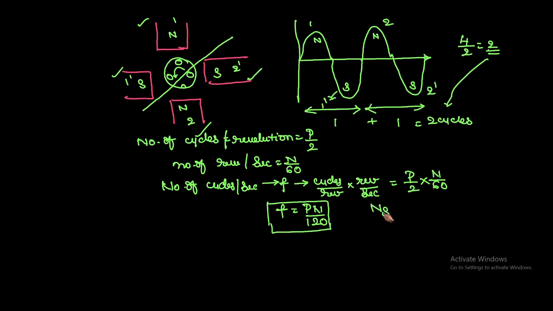And the speed at which it is rotating here is called the synchronous speed. Synchronous speed is 120 f by P. Very important formula, these two are very important: frequency f equals P N by 120, and Ns equals 120 f by P. This is called synchronous speed. Because of that only, the generator is called the synchronous generator. Here P is the number of poles, Ns is the synchronous speed, and f is the frequency in hertz. That's all in this video.